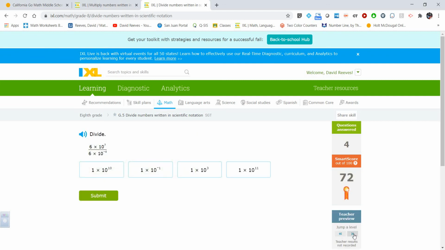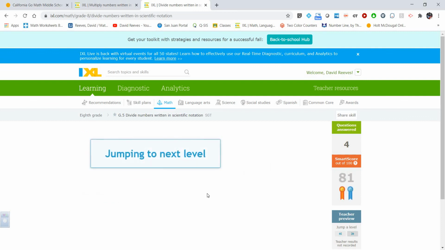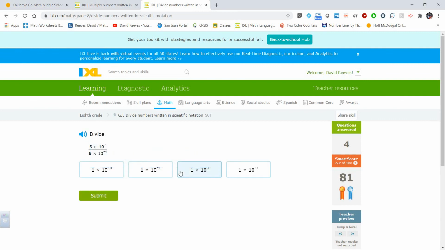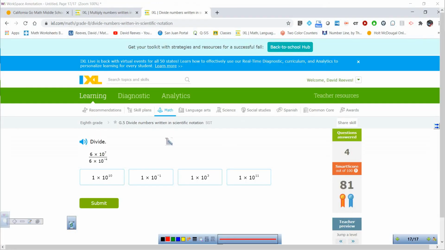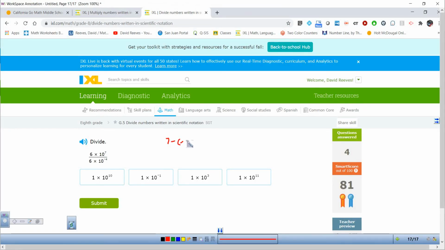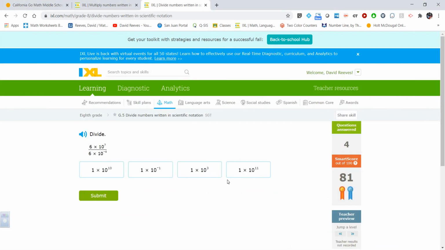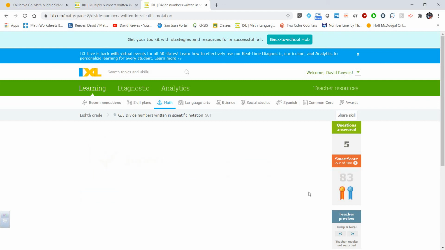Okay, let's see what they got for us at the next level. All right. Really? Really? This is the next level? 6 divided by 6 is 1. 7 minus a negative 4. Again, subtracting a negative is the same as adding a positive. 7 plus 4 is 11. So we get 1 times 10 to the 11th power.